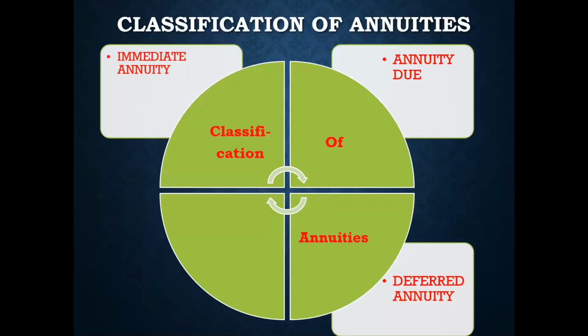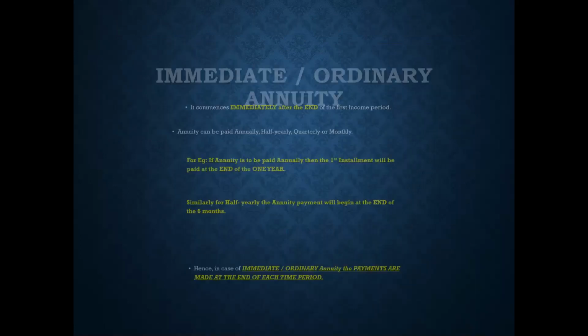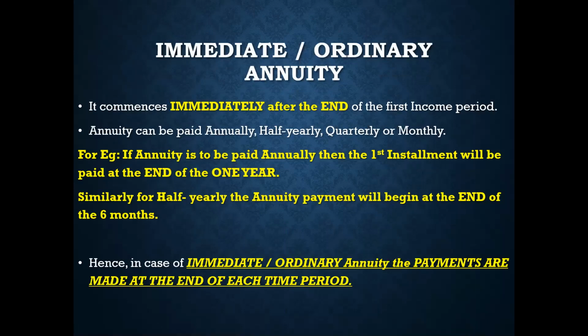And we have already started with the topic annuity. That is, I explained the classification of annuities. And we started yesterday with immediate or ordinary annuity and sums related to it. As I told you, you have to remember the word end. When we are talking about immediate or ordinary annuity, the word end is very important because it is done after the end of each period. That is, it can be annually, half yearly, quarterly, or monthly.